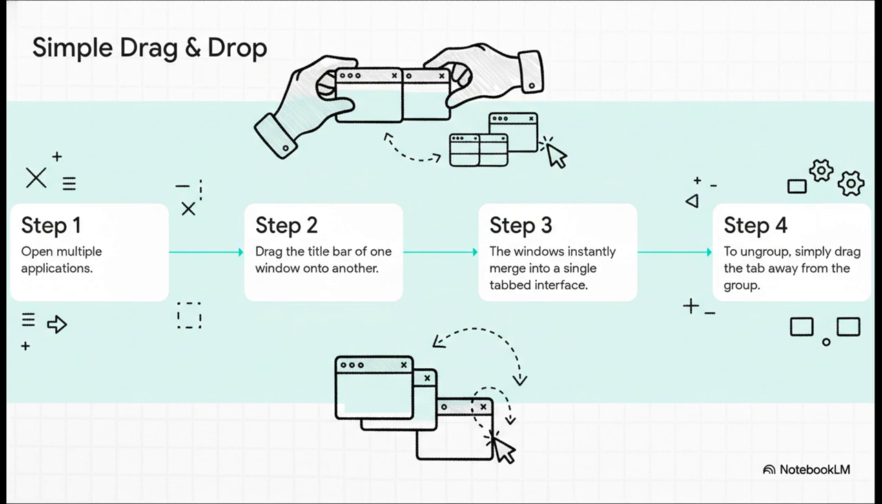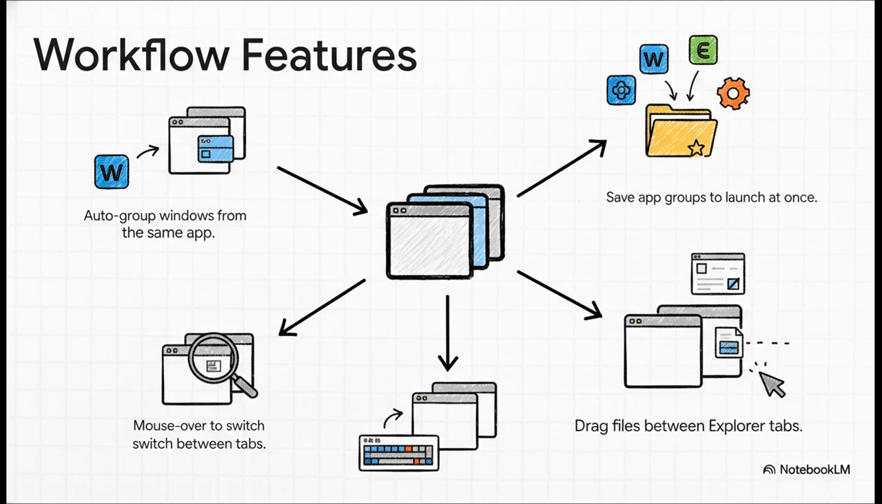It's just as easy to undo, too. If you want to pull a window back out on its own, you just drag the tab away from the group. It feels so natural, it's kind of hard to believe it isn't built into Windows already. And Groupy is way more than just a simple organizer. It actually helps speed up your workflow. You can save a whole group of apps, say your work project setup, and launch them all together with one click. You can even drag and drop files between your File Explorer tabs to copy them. I mean, every little feature here is designed to make your life easier.